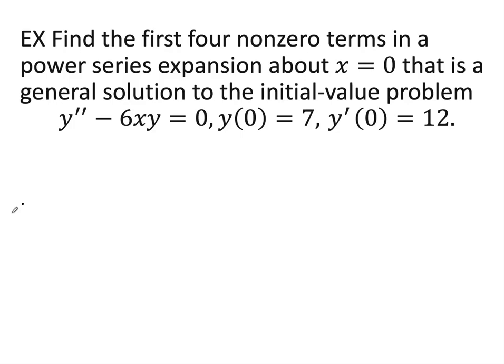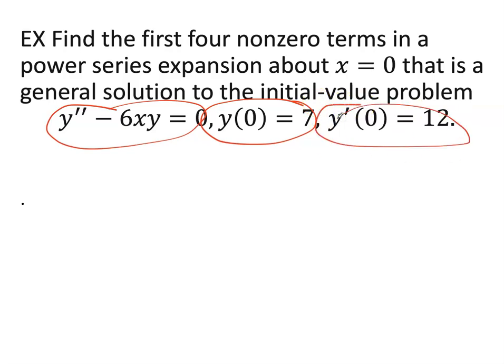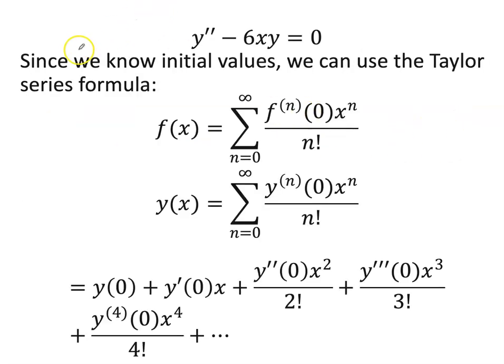Here's why we call this an initial value problem. We're trying to solve this differential equation, and we have these two initial values. We know what y is at 0, and we also know what y prime is at 0. So here's our differential equation. Since we know initial values, we can use the Taylor series formula.